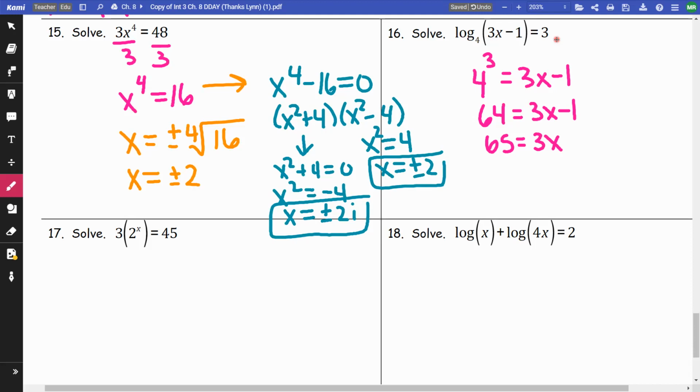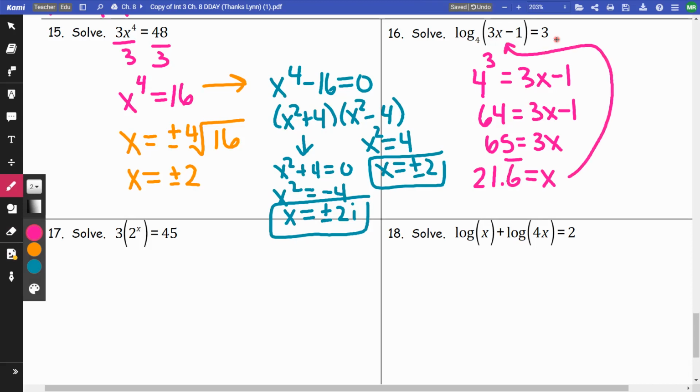I divide 65 by 3, and I get 65 over 3, or a 21.6 repeating as our answer. Now, you always want to check to make sure that you're not taking log of a negative or 0. But if I put a 21 point something here and times it by 3 and minus 1, I'm not going to get 0 or a negative. So this answer is good. But you do always want to check.